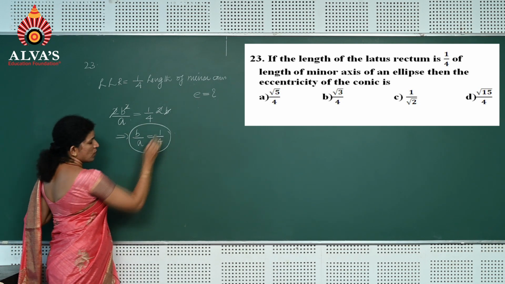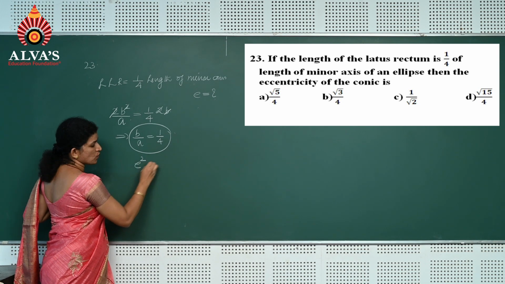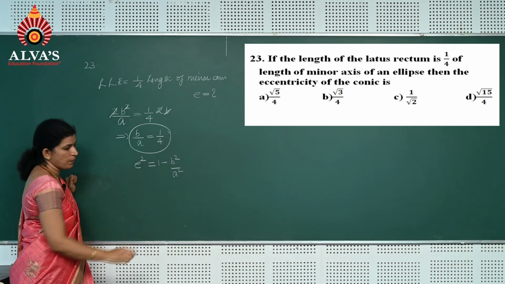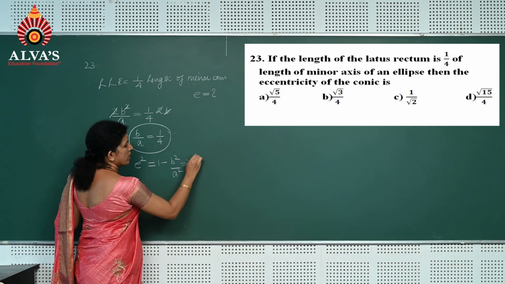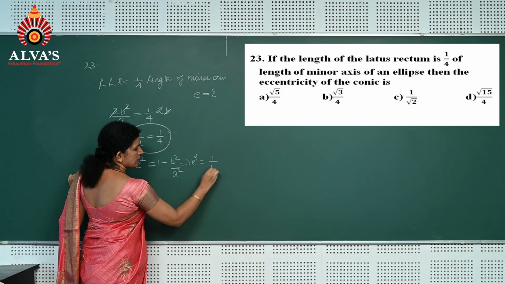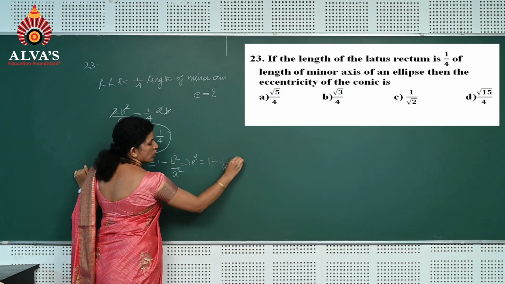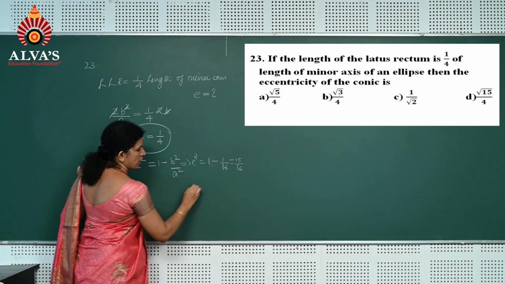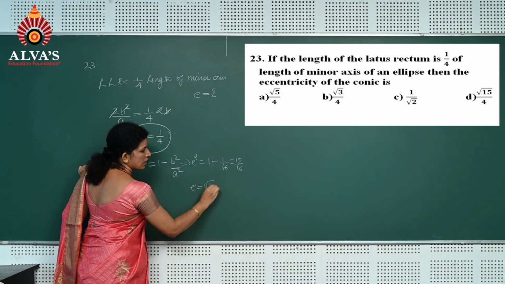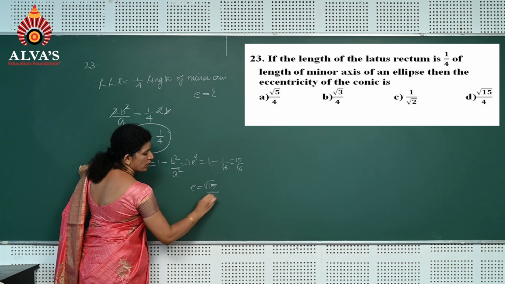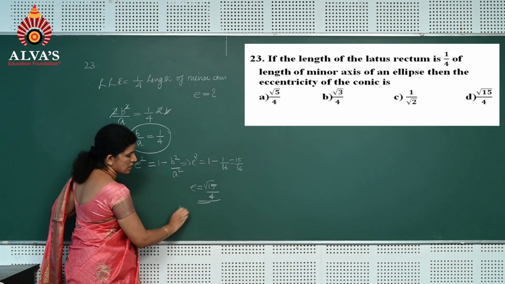Again, eccentricity we want. As I told before, e² is nothing but 1 minus b² by a². That is e² is equal to 1 minus 1 by 16, that is equal to 15 by 16. The e value we want is the square root of 15 by 16, that is root 15 by 4. So the answer is D.